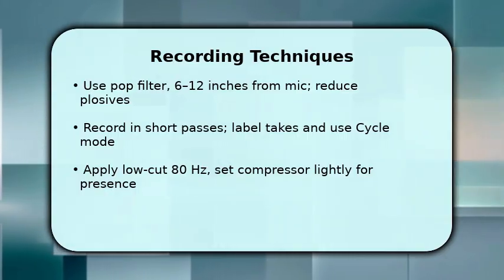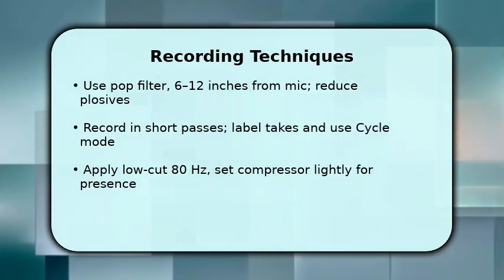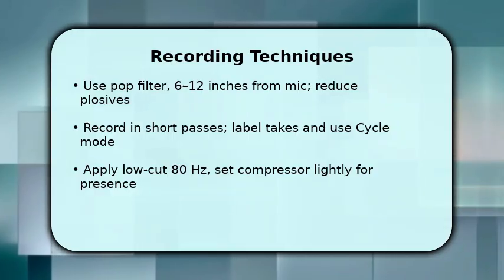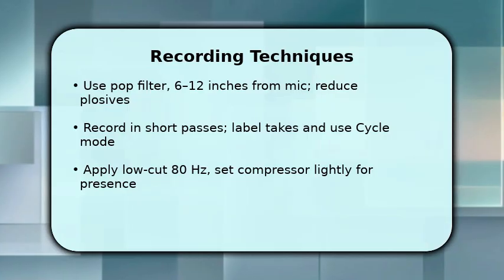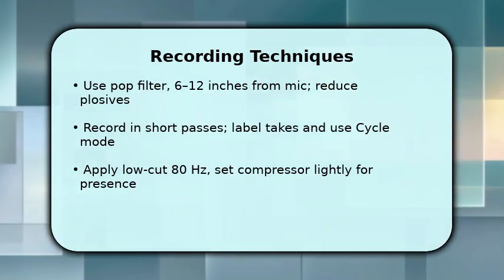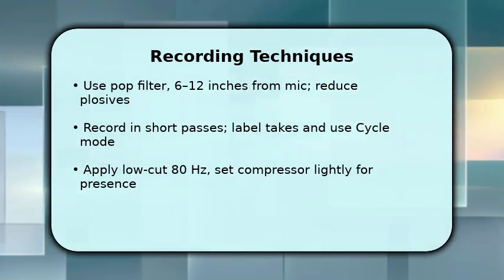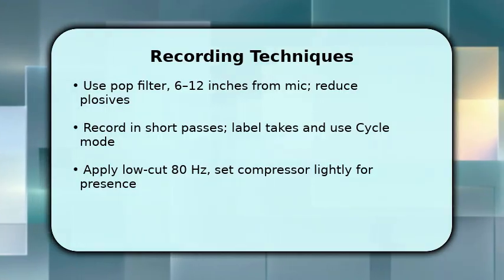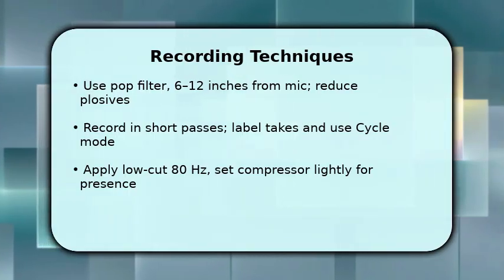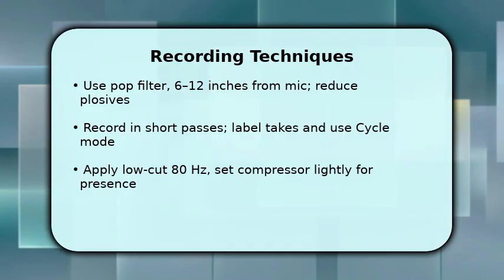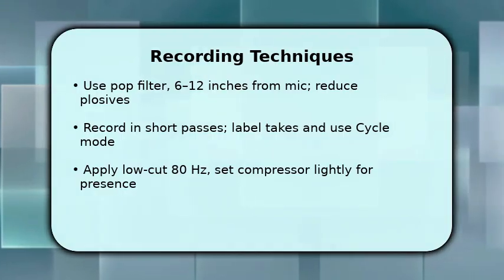Position a pop filter and sit about 6 to 12 inches from the mic to tame plosives and control sibilance. This preserves tonal detail. Record in short takes and use cycle mode to capture multiple passes, then label takes for easy comping. Once you have clean audio, apply a gentle low cut at around 80 Hz and subtle compression to add presence without pumping. These choices keep speech intelligible and easy to edit.